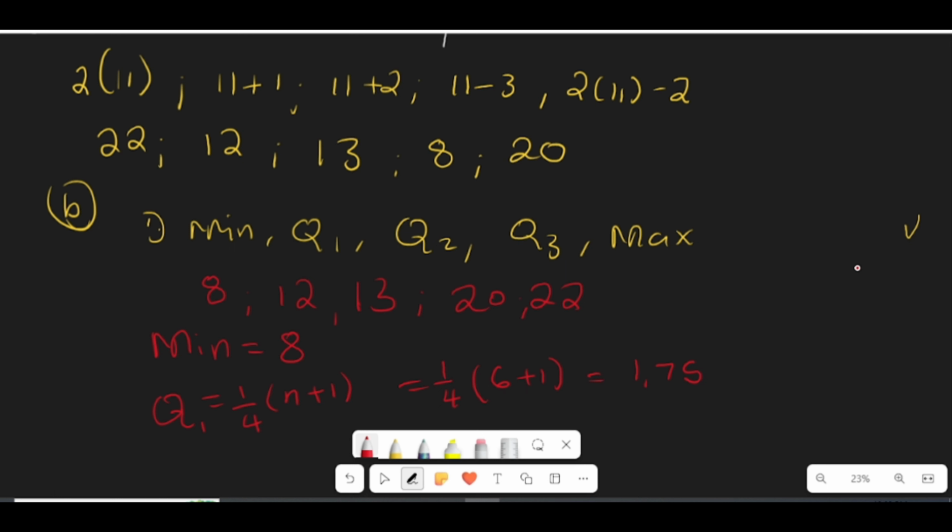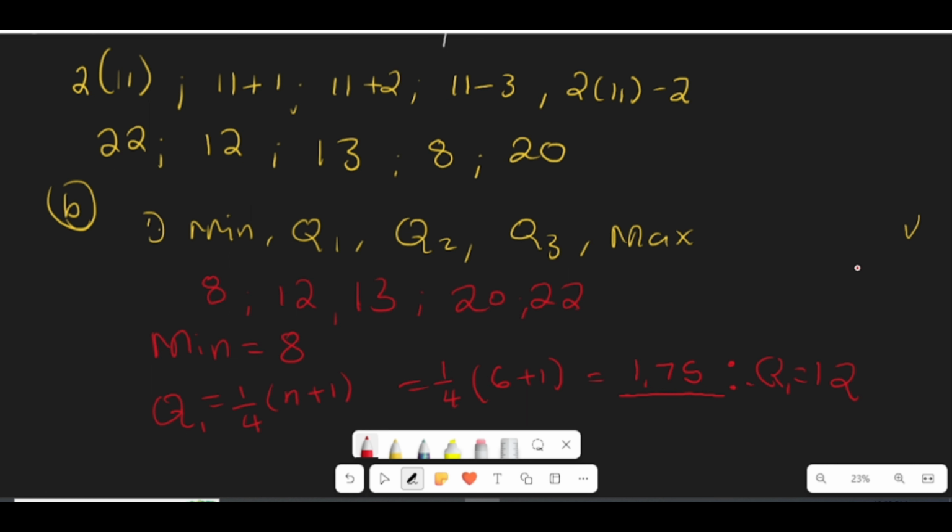which gives us 1.75. Remember, ladies and gentlemen, this only gives us the position of Q1. So we need to come here and find out the position of Q1. This is term 1, and therefore 1.75 means that Q1 in this instance is going to be 12.